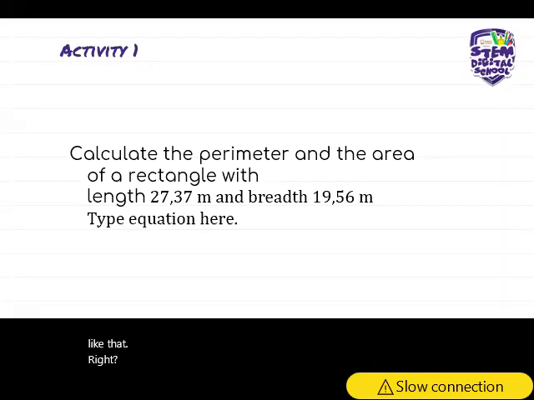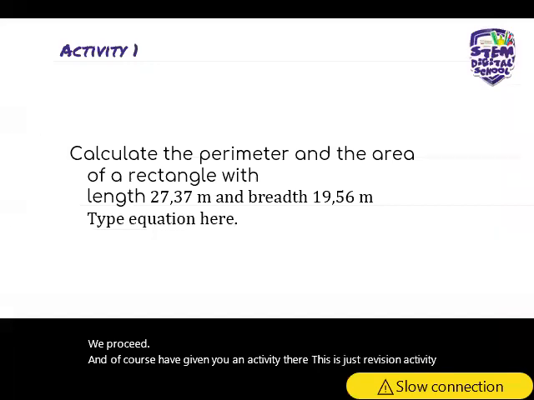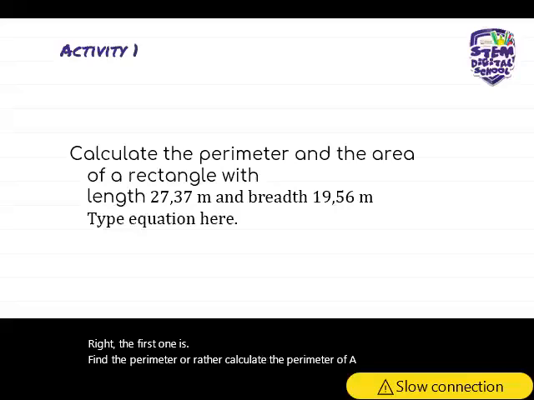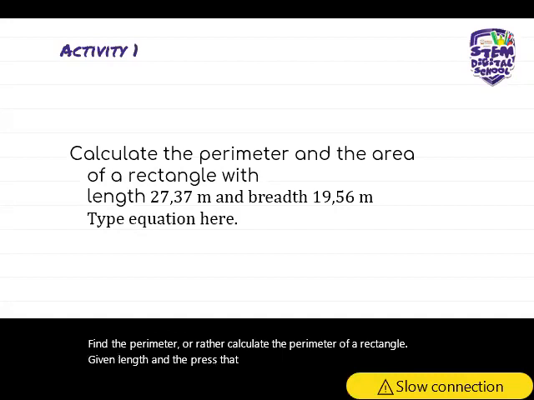We proceed. And of course, I've given you an activity there. This is just a revision activity that will help you as you answer your test tonight or later today. The first one is to calculate the perimeter of a rectangle given the length and the breadth. That is on the board now. I hope that everyone can see that.